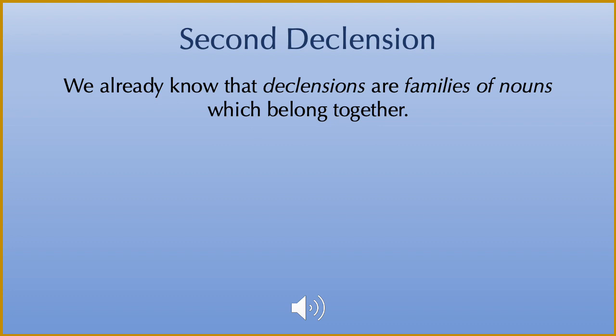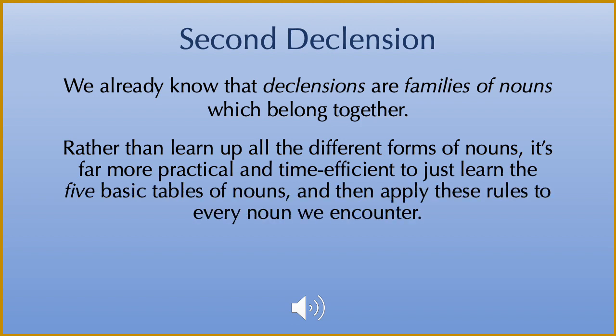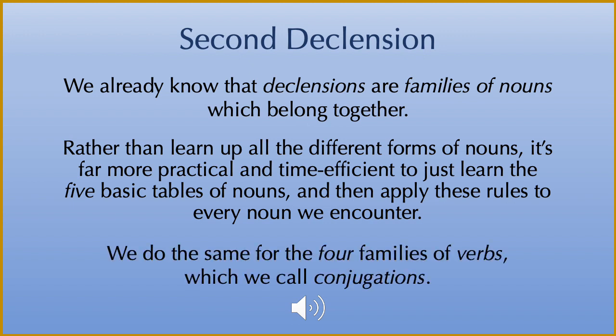We already know that declensions are families of nouns which belong together. Rather than learn up all the different forms of nouns, it's far more practical and time efficient to just learn the 5 basic tables of nouns and then apply these rules to every noun we encounter. We do the same for the 4 families of verbs, which we call conjugations.